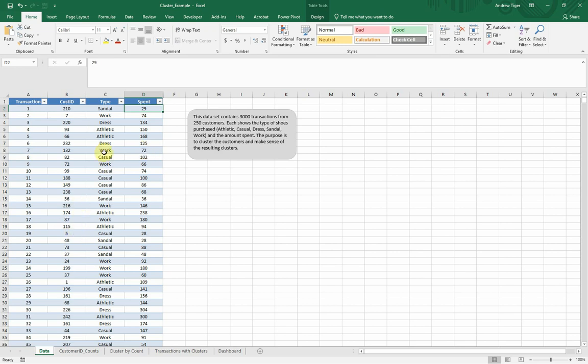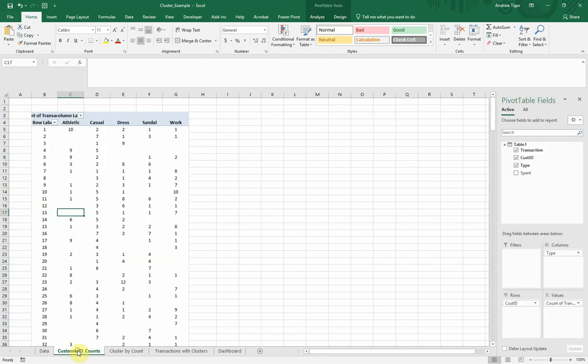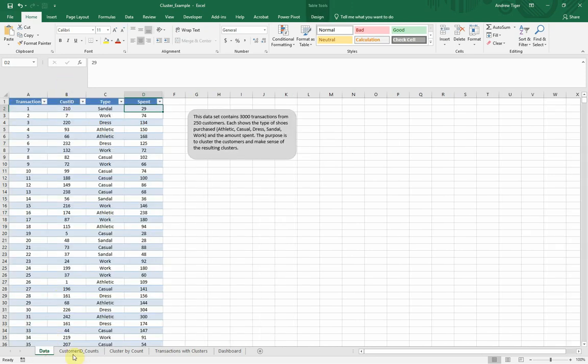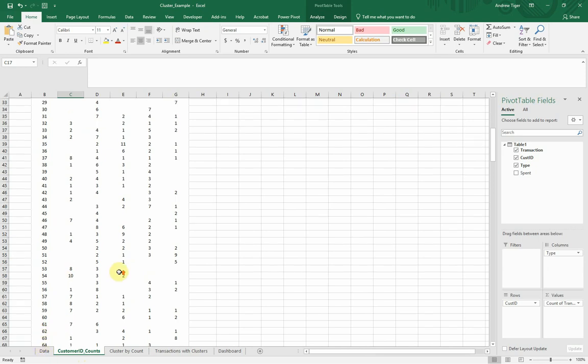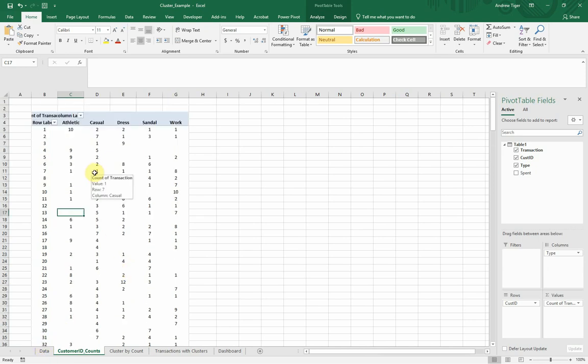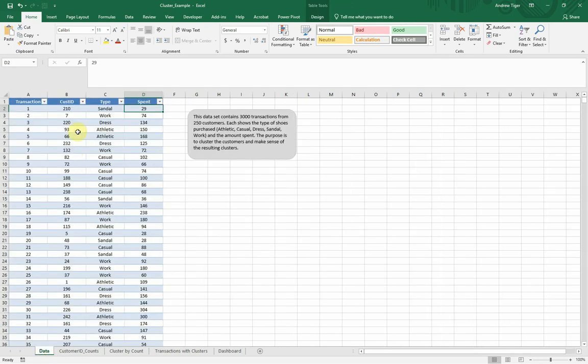So here's the steps that you do. The first thing that we want to do is that we need to come up with the customer ID, and I think we have 250 customers, and count how many, we can do this either on the act of purchasing or we can do it on dollars amount. The example I'm going to go through is just how many purchases they made.